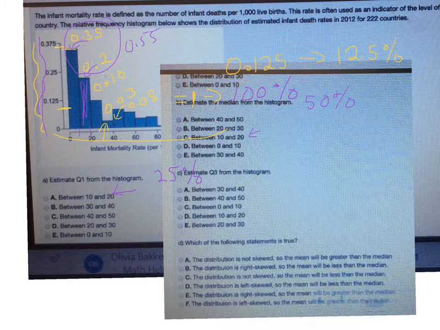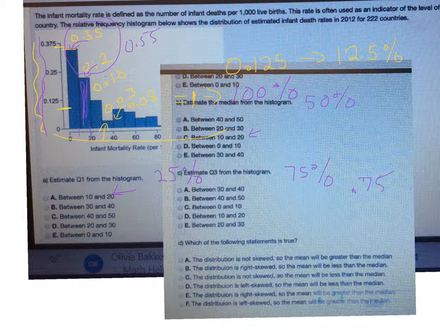Q3 is the 75th percentile, okay, and you're going to do that exactly the same way, but you're going to keep adding up the values until you get to 0.75, and when you find the bar that has the 0.75 value contained within it, then that's going to be your answer there.